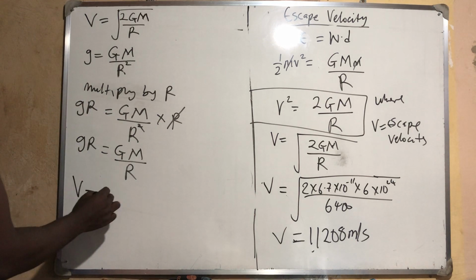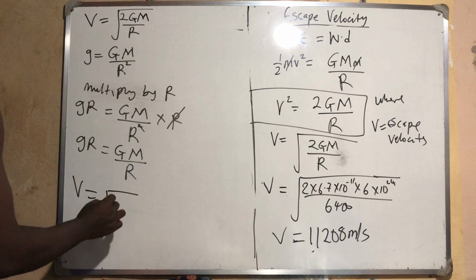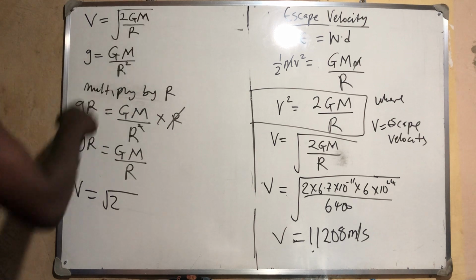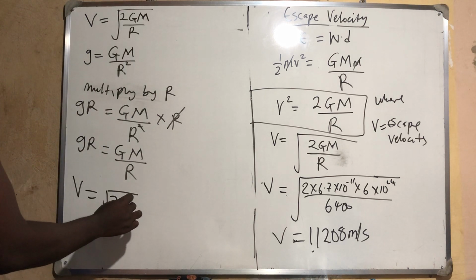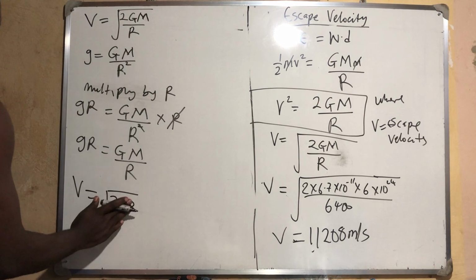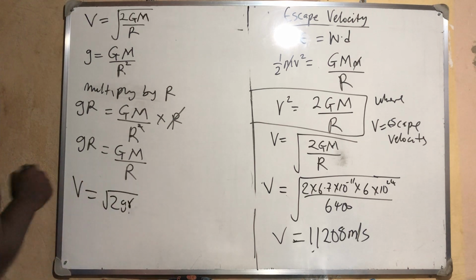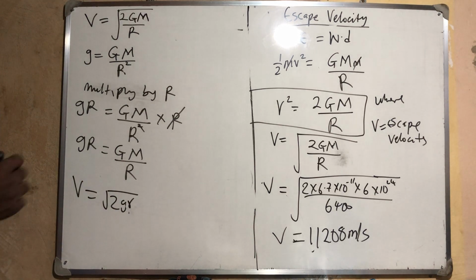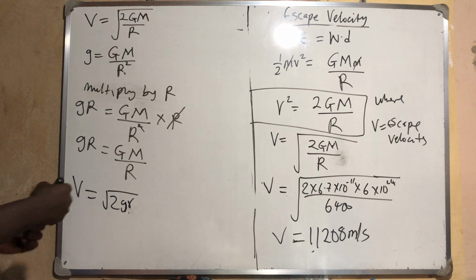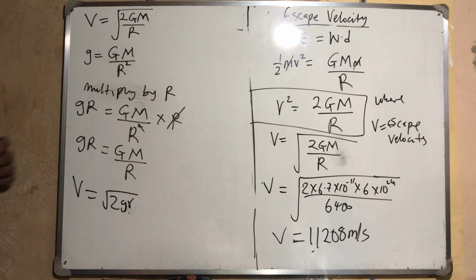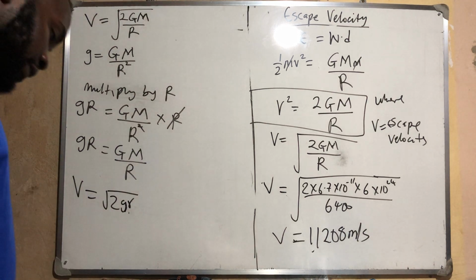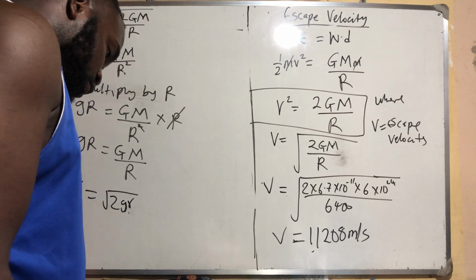So what do I have now? My v is equal to the square root of 2, anywhere I see GM over r, I can present as gr. Or let me use small letter r, so that we will not be talking about the radius of the earth. So escape velocity is given by the square root of 2gr.